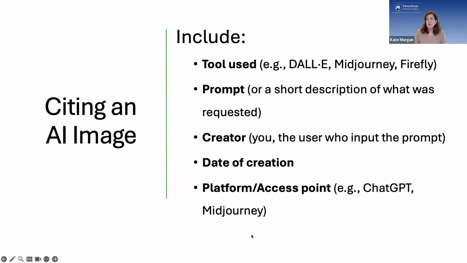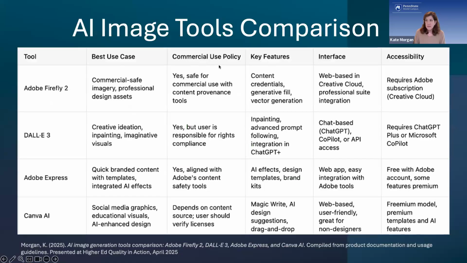Important pieces of information that we can all agree on: if you're going to be using an image for something that requires a citation, keep in mind what these things are: the tool, the prompt, the creator, which is you, the date you created it, because with the different models, it changes all the time, and your platform and access point. Now, I did that for this comparison tool.